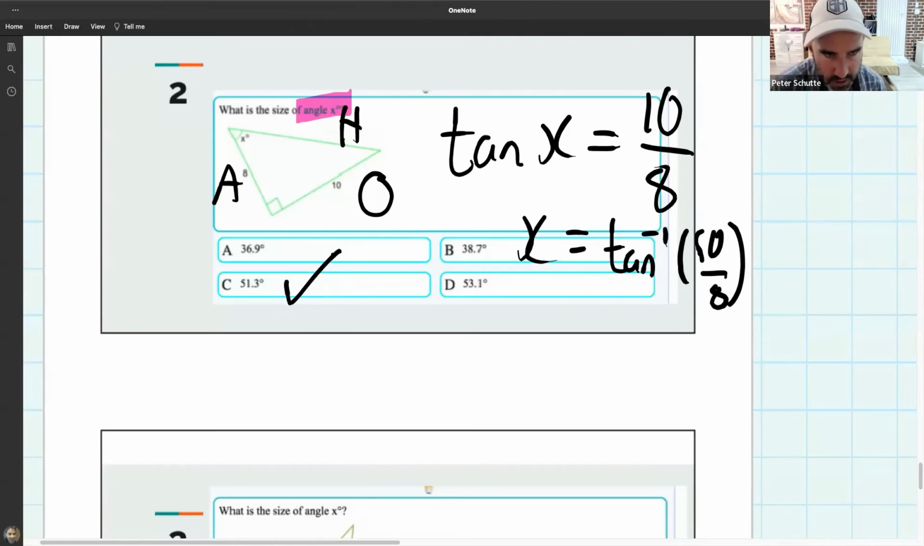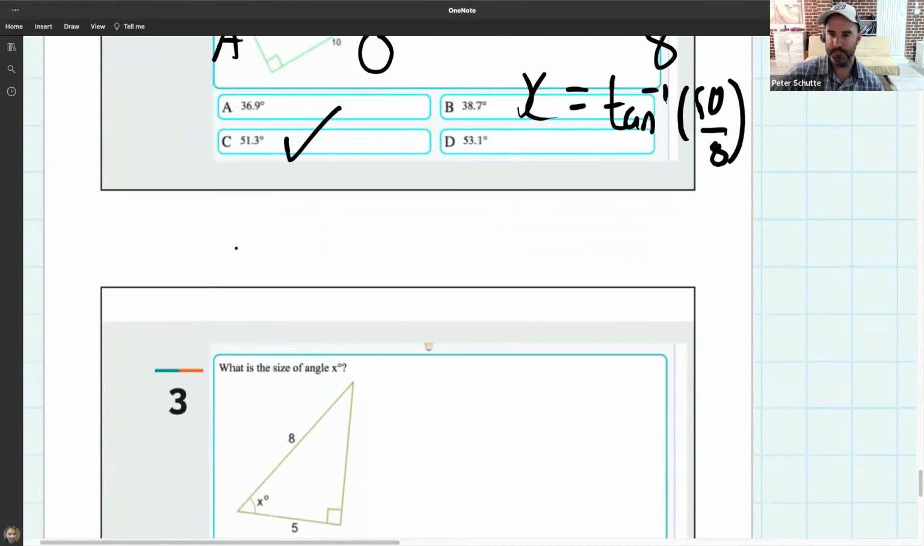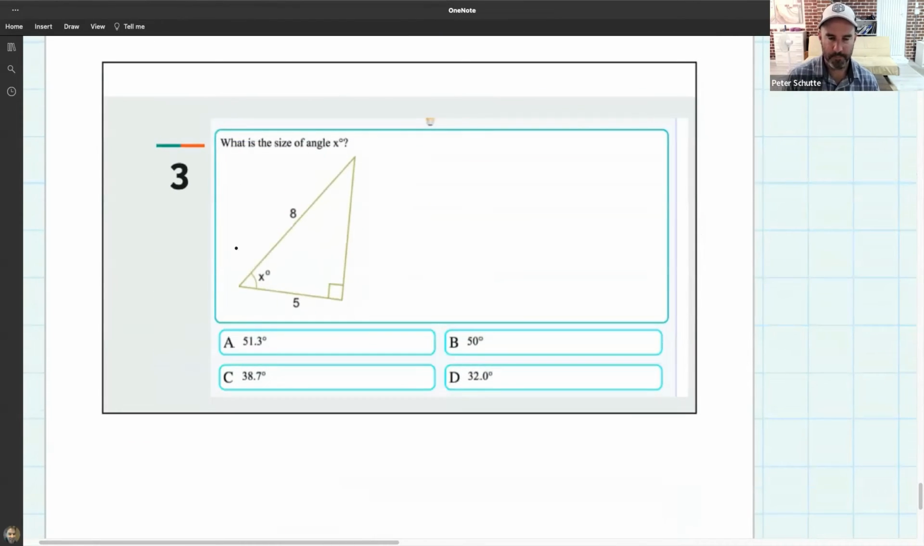Okay. So again, guys, if I'm going a little bit quick for you, remember this is recorded, so you can always come back and look at this if you need to. But I've just taken inverse tan on both sides to get the X by itself. And then the X is an angle. So basically this is 51.3 degrees. Okay, let's do number 3.